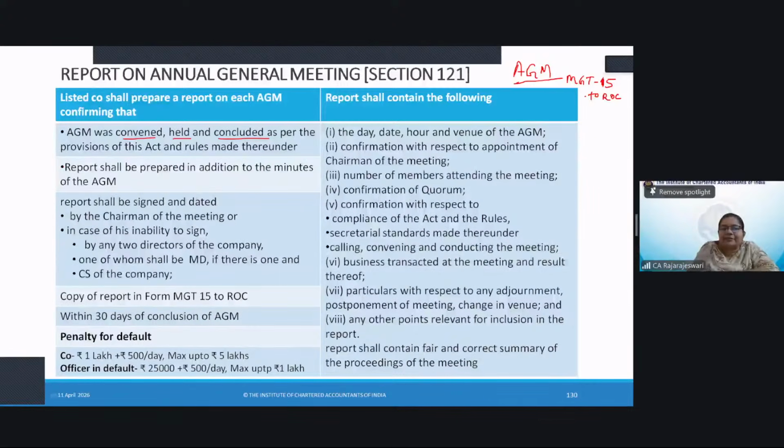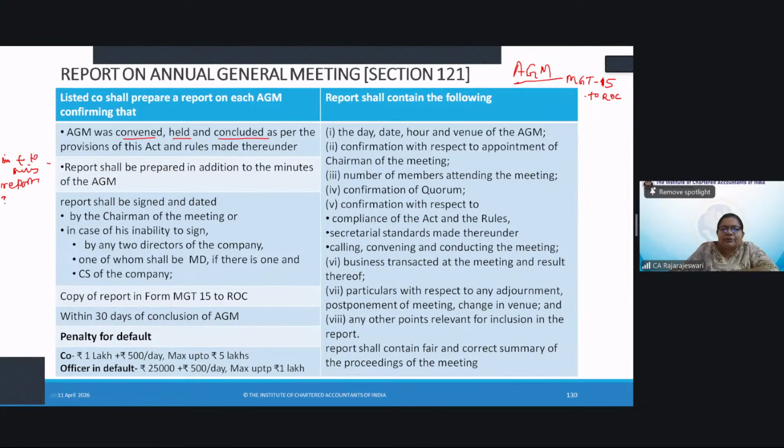rules made therein. That is not to be confused with minutes. It is in addition to minutes. In addition to minutes, you also have to give a report of the AGM. Minutes is separate, report is separate.